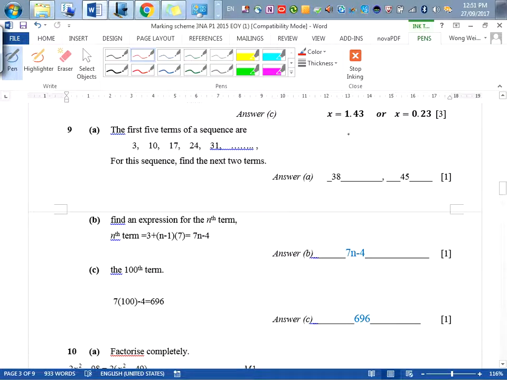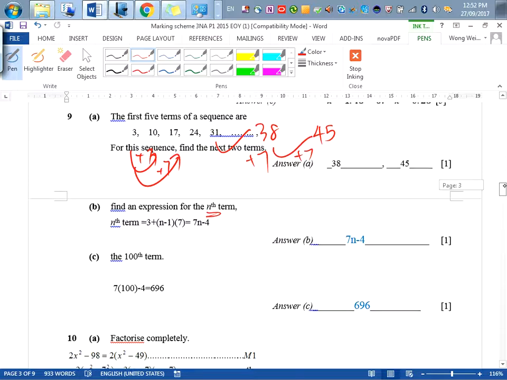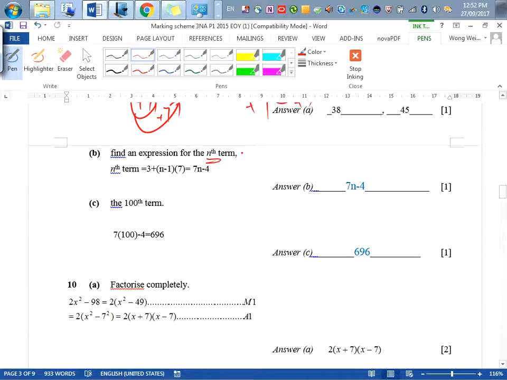Next, first 5 terms, we notice that we always add 7, so on and so forth. So next one will be 38 and 45, always plus 7. Now find the expression for the nth term. The nth term will always be Tn equals to T0 plus n times the common difference.